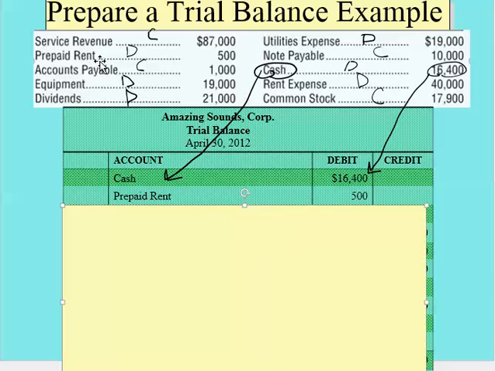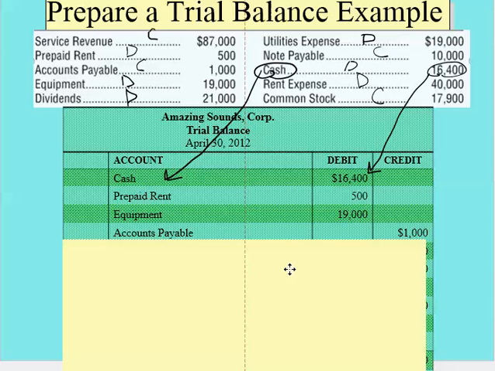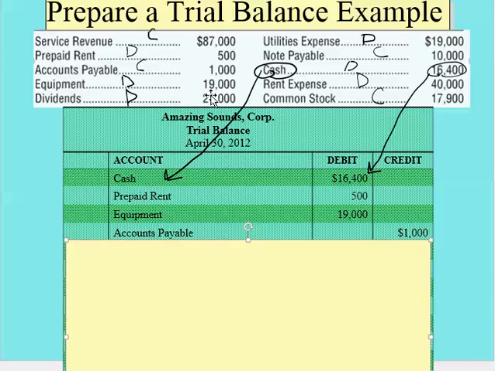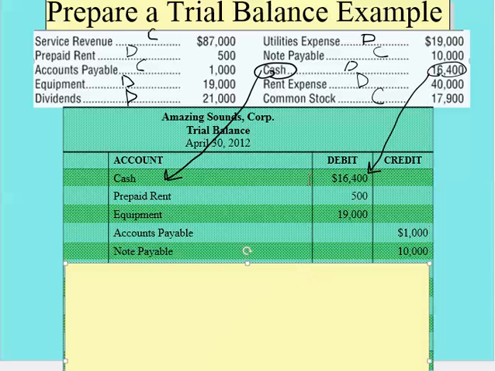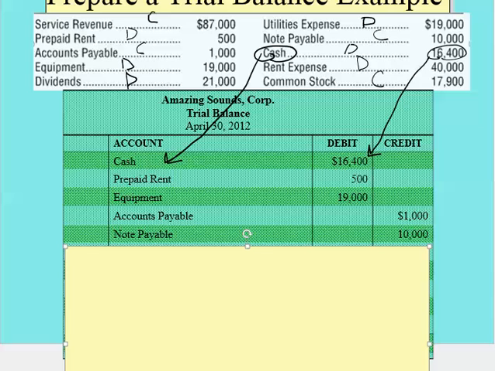Looks like prepaid rent, so we would copy prepaid rent down. That also carries a debit balance. Keep going. Equipment is another asset, $19,000 debit balance. Accounts payable carries a $1,000 credit balance. We had a quick discussion about that a second ago: accounts payable carries a credit balance. Notes payable, $10,000. Just take that, write it down here, it carries a credit balance, and so on and so forth until we've listed out all of our different accounts.